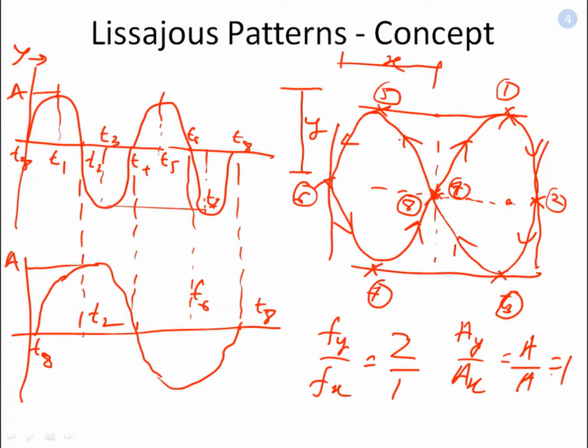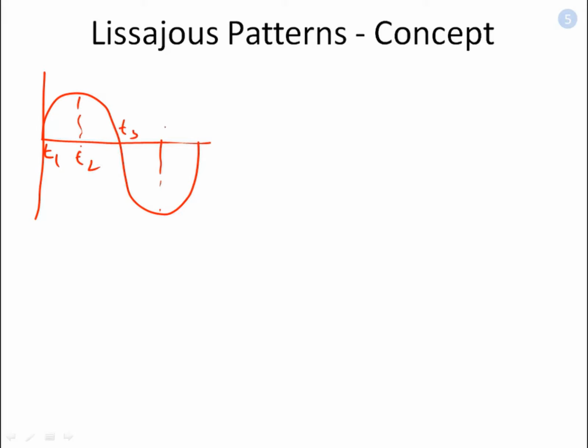Next example we can take when you have two sinusoidal inputs, but they are out of phase. I am taking the example when the first sinusoidal signal, you can say this is to the Y plate. So this is here, you can say T1, T2, T3, T4, and again T1, again T1. This is to the Y plate.